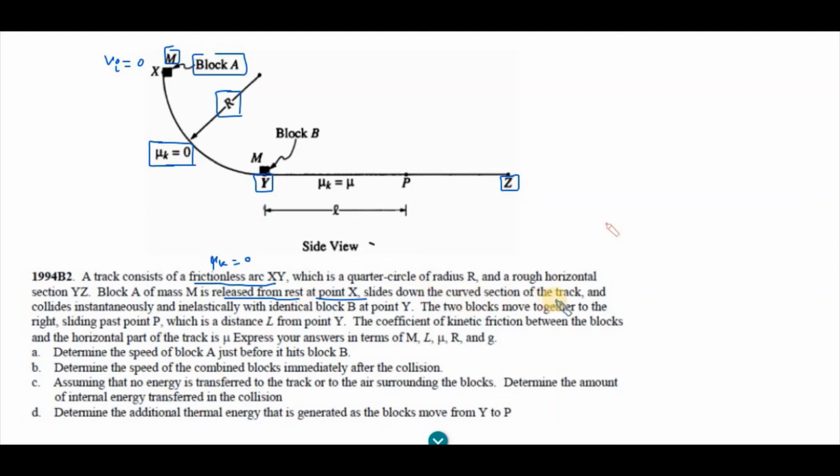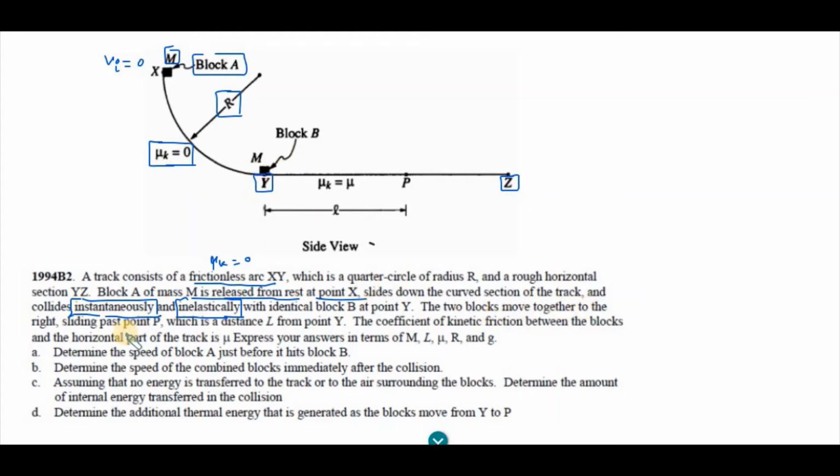It slides down the curved section of the track and collides instantaneously and inelastically with the identical block B at point y. So they have used a few terms. Inelastically means that only momentum will be conserved but the kinetic energy will not be conserved. And instantaneously means the collision between these two blocks is not for a long duration of time. They just instantly collide and move apart.